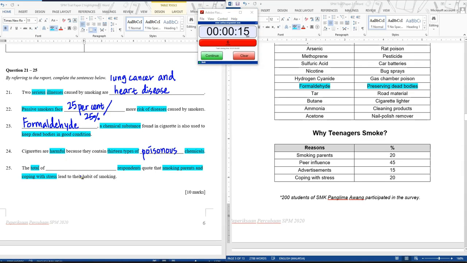Okay, I hope you calculated correctly because the answer for question 25 would be 80 respondents. If you calculated correctly, 20% of 200 students would be 40 students. And the same for coping with stress, 20%, which is another 40 students. So 40 students plus another 40 would be 80. So the answer for question 25 would be 80 respondents.